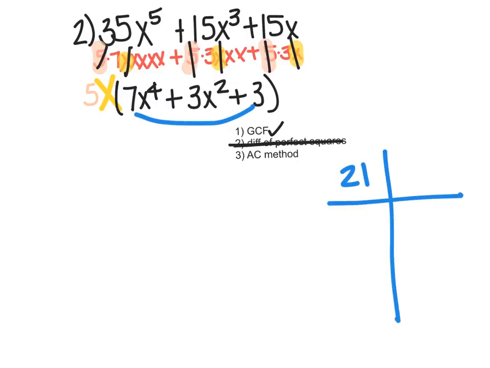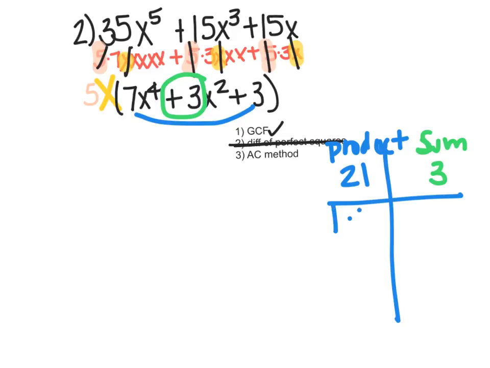And I need things whose product is 21 and whose sum is 3, and the reason the sum has to be 3 is because the number in the middle is 3. Well, my factors of 21 are 1 and 21, or -1 and -21. I could also have 7 and 3, or -7 and -3. Any of those combinations would multiply to give me a positive 21.